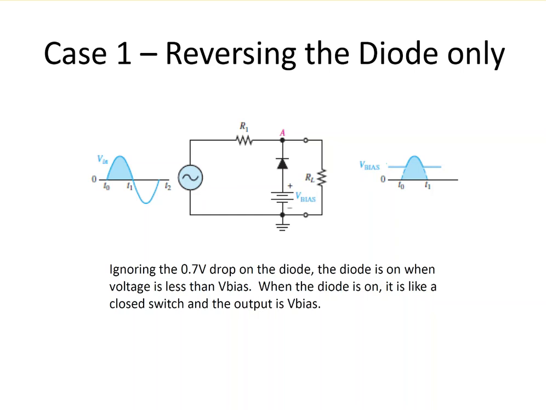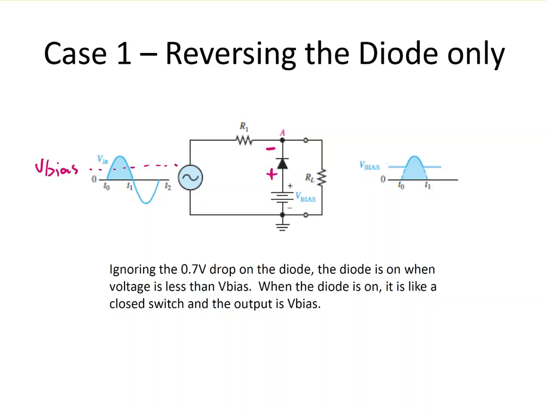Okay, so looking at Clipper circuits again, let's look at a few other scenarios. This first scenario is different than the last scenario in that the direction of the diode has been flipped. So now the diode would be biased by a voltage of this polarity. And we still have V bias, which is positive with respect to ground. So V bias is somewhere like this.